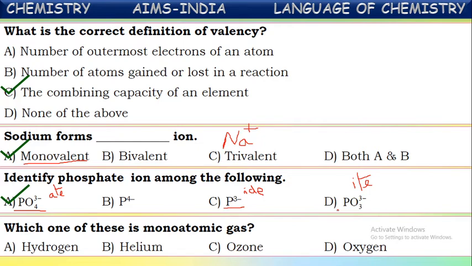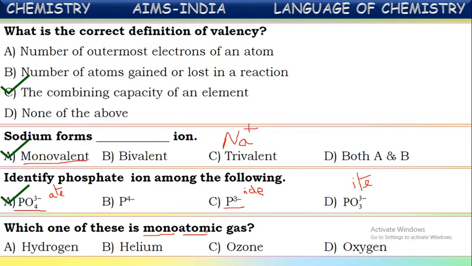which one of these is monoatomic gas? What is the meaning here? Monoatomic. Mono represents one. Atom means atom, single atom. Monoatomic means single atomic gas. The gas which is having only one atom in its molecule is called monoatomic gas. Generally, the gases which we call noble gases. Noble gases are monoatomic gases.